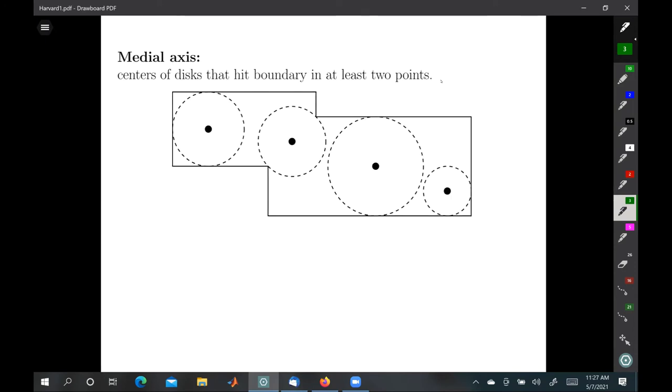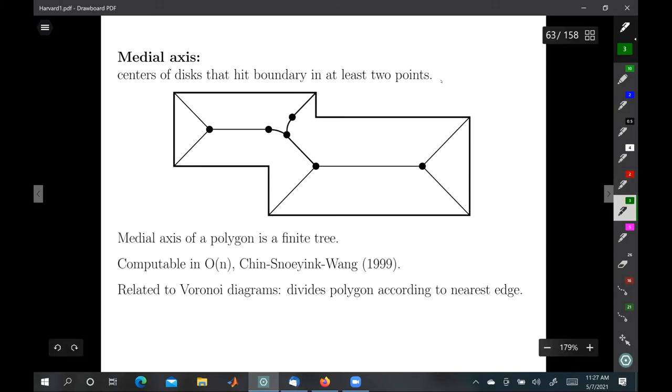So I'd like to tell you about the medial axis. This is a concept from computational geometry: it's the centers of all the disks which hit the boundary of a domain in at least two points. So here I've drawn a couple of them, but there's lots of other disks as well. In fact, if you draw all the centers, it forms a tree inside here.